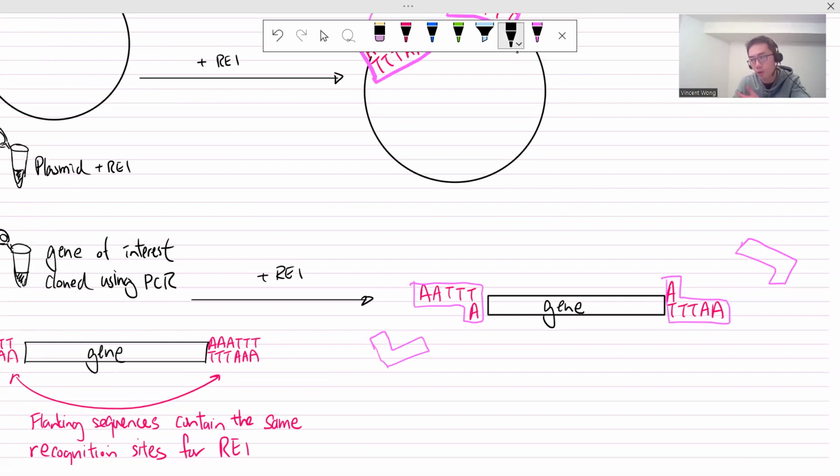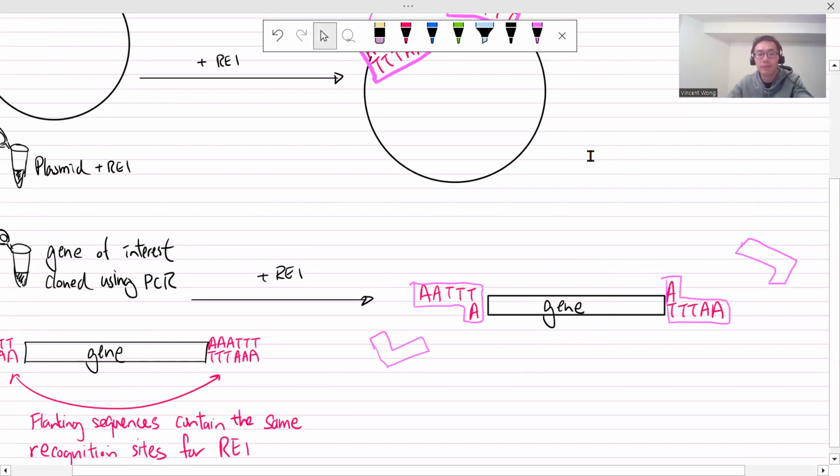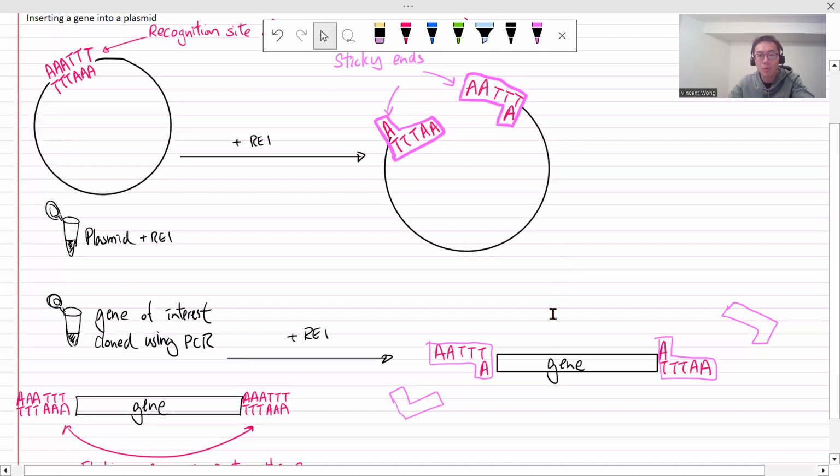Of course, you have to make sure also that the AAATTT does not show up inside the gene. If it does, you're going to end up cutting the gene as well, so we don't want that. So now we have the same kind of sticky ends in the flank as the plasmid, which means I can actually take this guy.